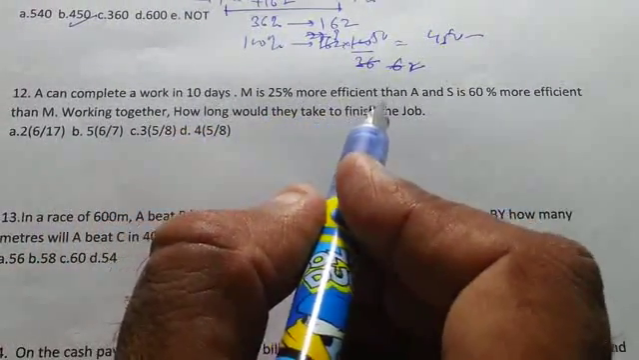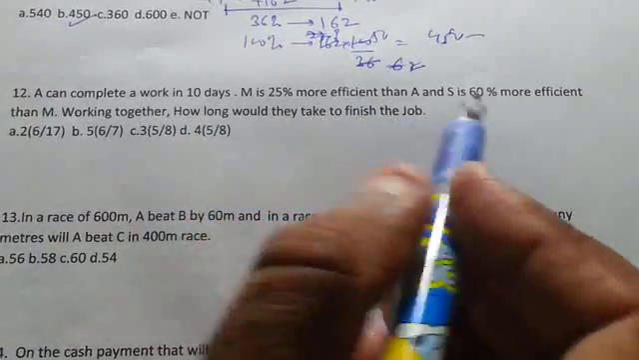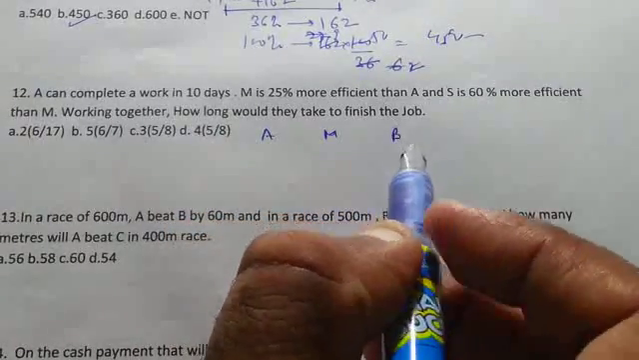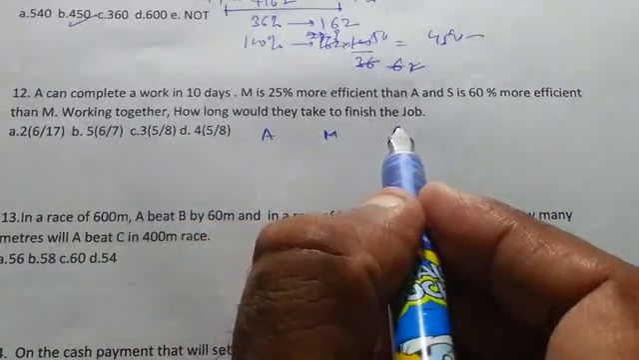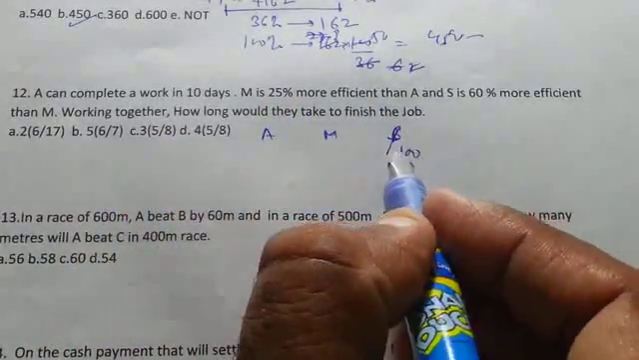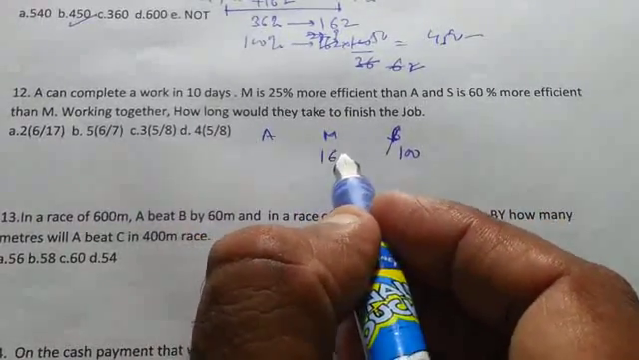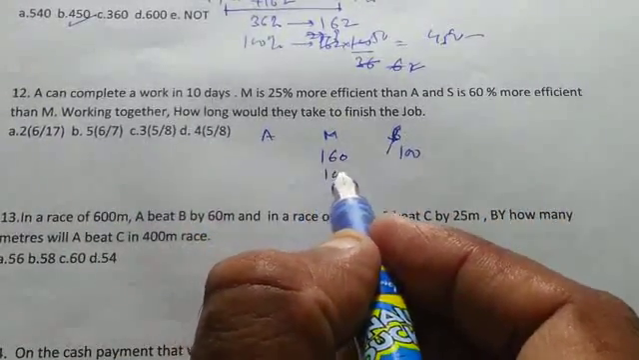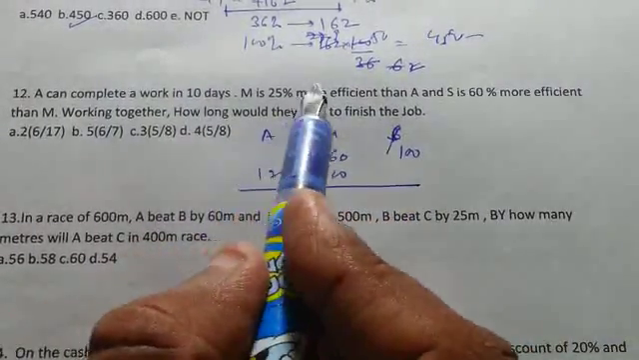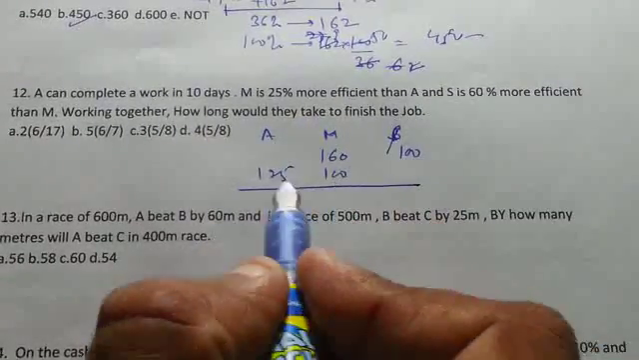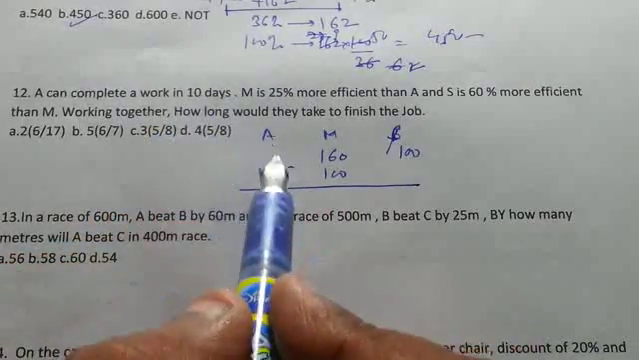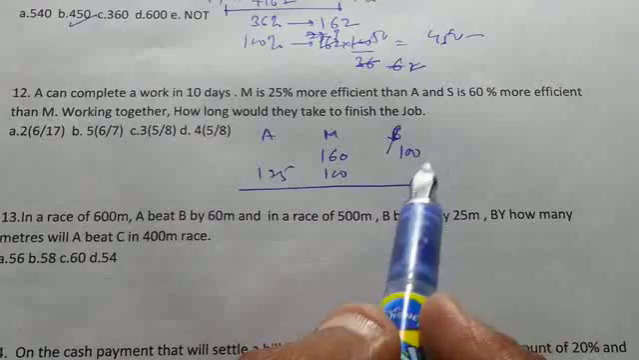A can complete a work in 10 days. M is 25% more efficient than A, and S is 60% more efficient than M. So that means we are having 3 persons, A, M, and S. If S can do a work in 100 days, this M will definitely take 160 days. And if M completes a work in x days, A will complete it in 125. That's simple. So efficiency is converted into days. Now we have to see the ratio.